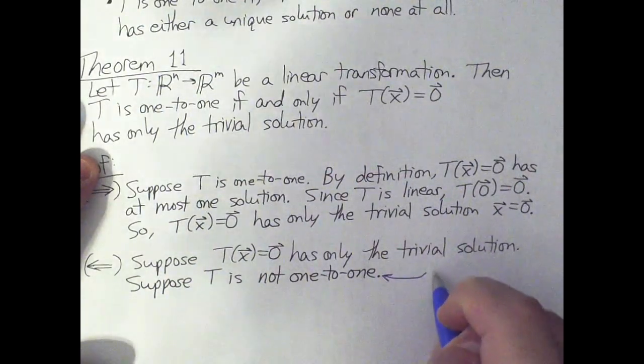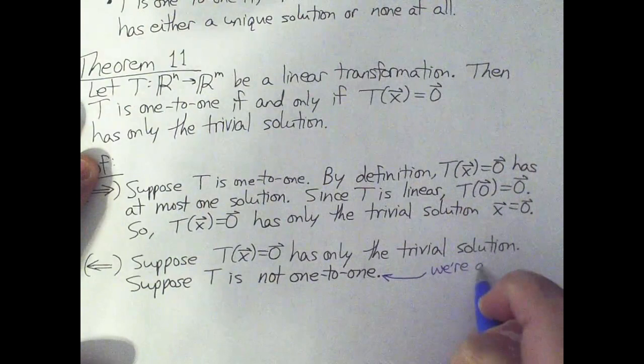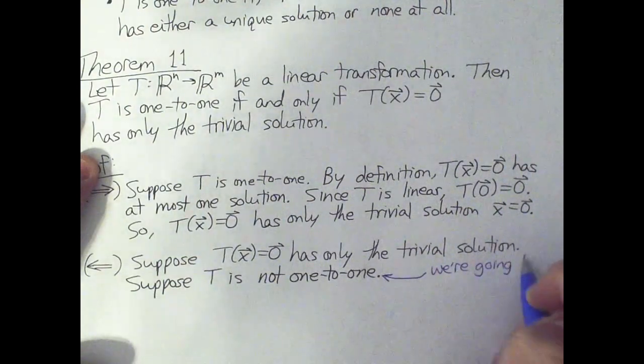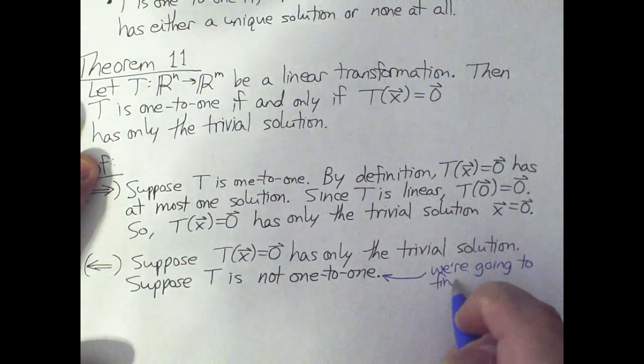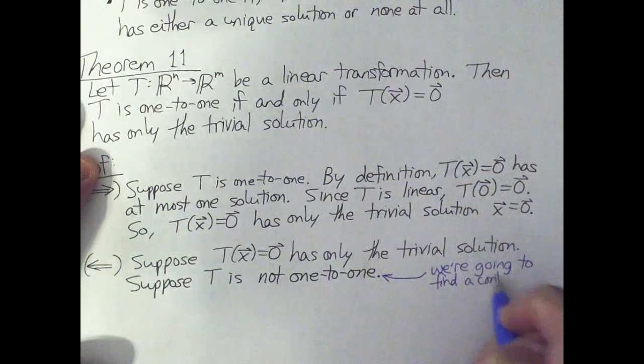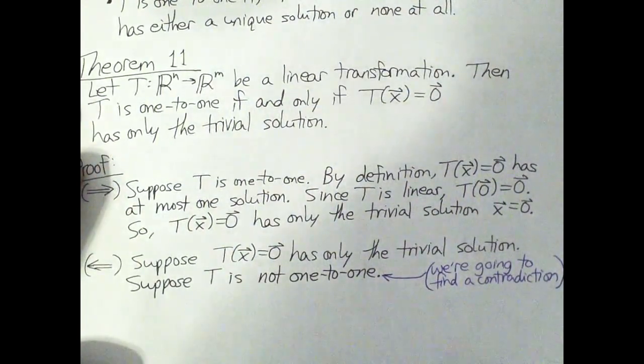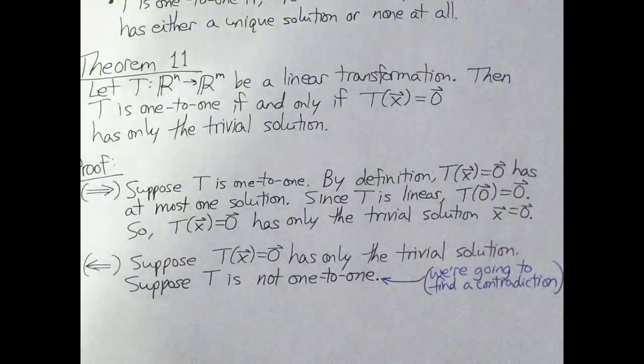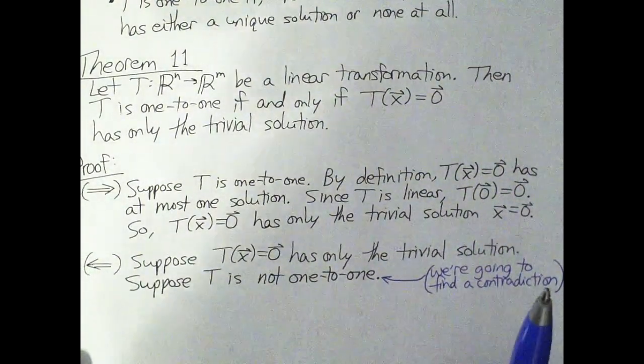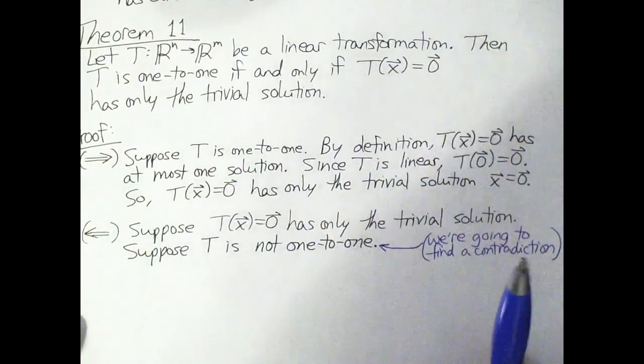This indicates that we're going to find a contradiction. We're doing proof by contradiction for this direction. Suppose it's not 1 to 1, we get to some kind of contradiction, therefore it must be 1 to 1. I'd like you to try on your own to come up with the next line.